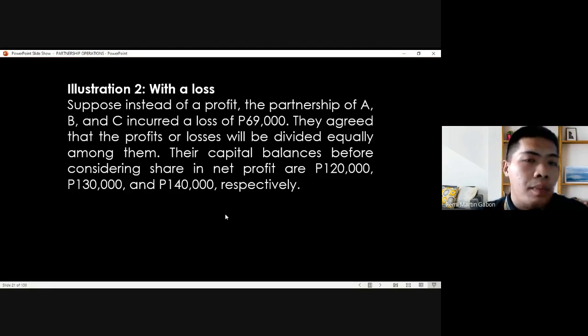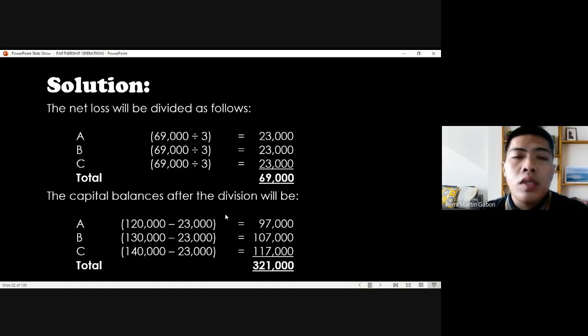Suppose in the preceding problem, instead of a profit, there is a loss of 69,000. They agreed the profit or loss will be divided equally. Their capital balances before considering net profit or net loss are 120,000, 130,000, and 140,000 respectively, so a total of 390,000. Since it is a loss and we're going to divide it equally, 69,000 divided by 3 is 23,000 each for A, B, and C, respectively.